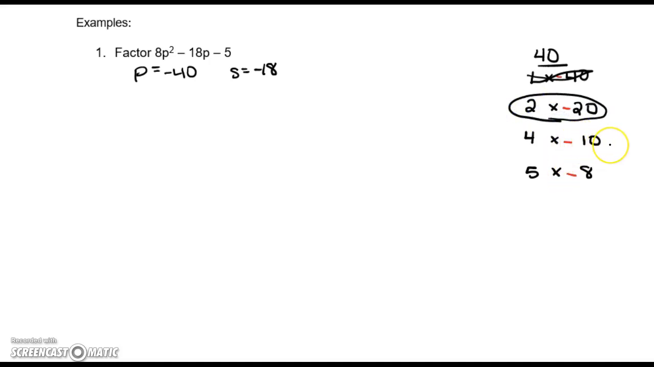If you want to be a little bit extra careful, you are more than welcome to go ahead and check these ones out here, but you'd find that 4 plus negative 10 is negative 6. Then 5 plus negative 8 is negative 3, so those don't work. You should only ever have one set of numbers that works. So then we can say our numbers there are positive 2 and negative 20.